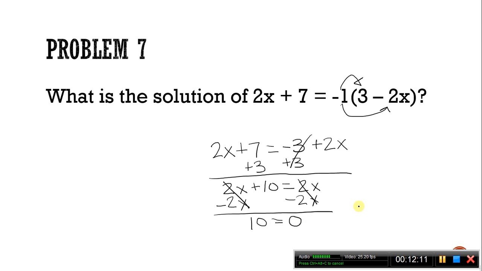Now, when we get a number that does not equal a different number, so 10 does not equal 0, right? I'm going to get a no solution problem.